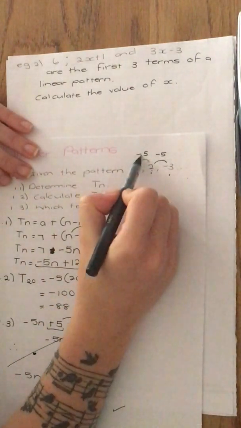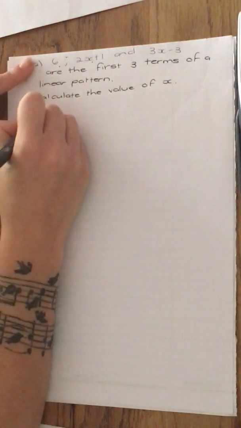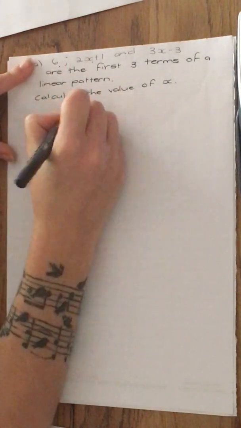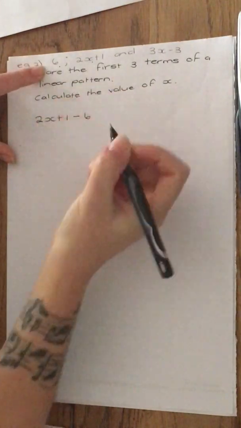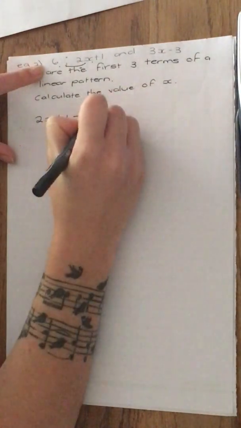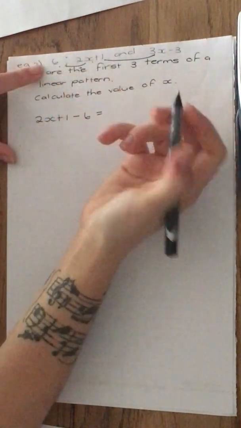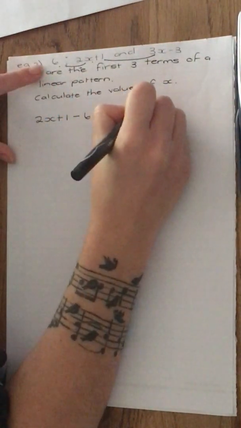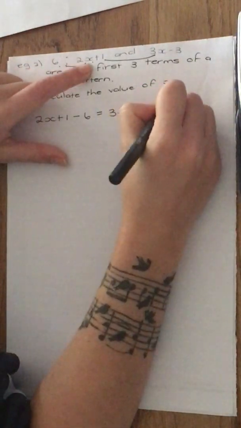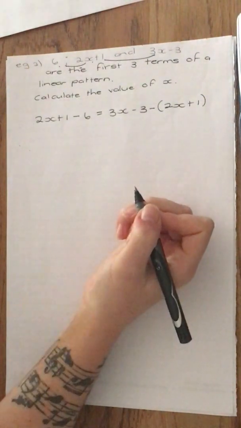7 to 2 was minus 5. 2 to minus 3 was minus 5. So if I go and I say this term minus this term, right? So watch this. 2x plus 1 minus 6. This one minus that one. Do you agree with me that that's going to be equal to this term minus that term, right? 3x minus 3 minus my second term, 2x plus 1, because they have a common difference.